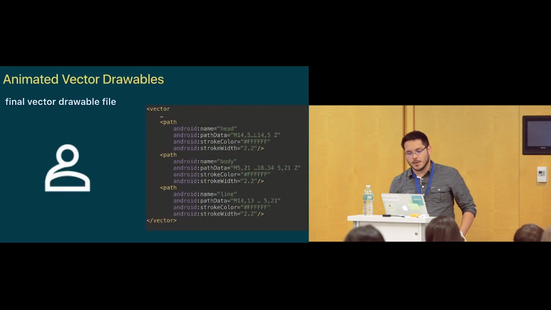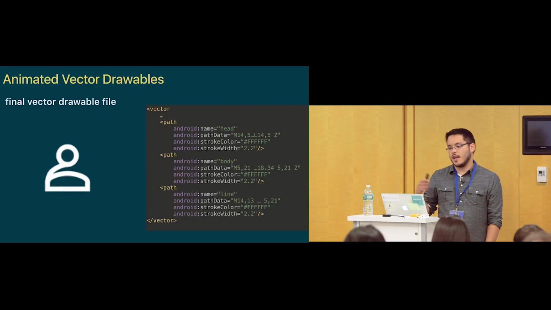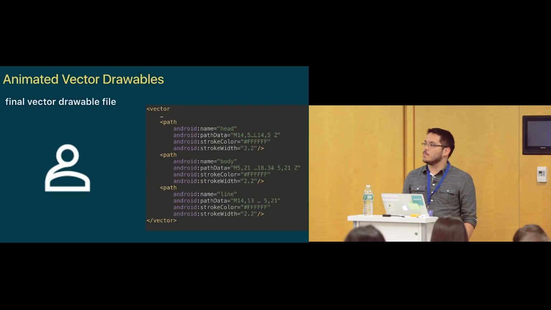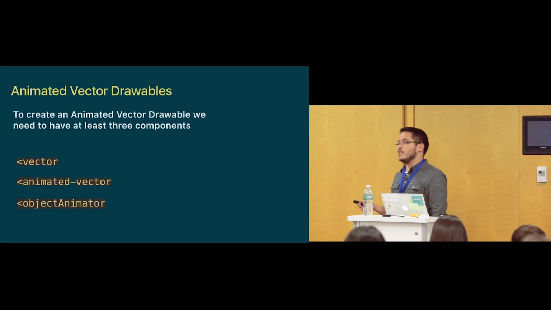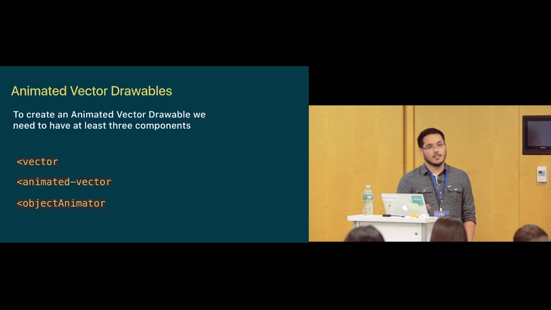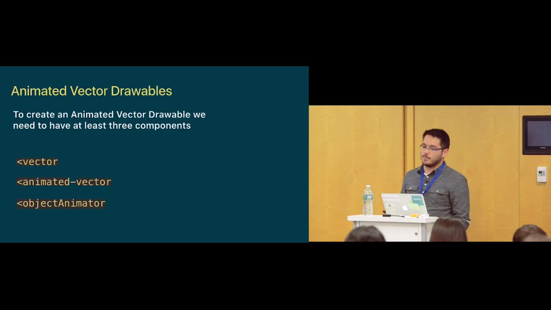So like we saw before, this is the vector file. We can set stroke color, stroke width, and add the other properties that we talked about before. And to have our animated vector drawable, we need 3 components. We need a vector, an animated vector, and an object animator.